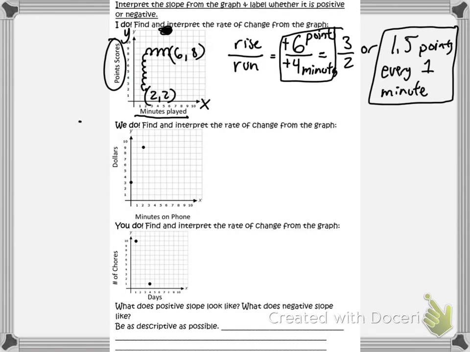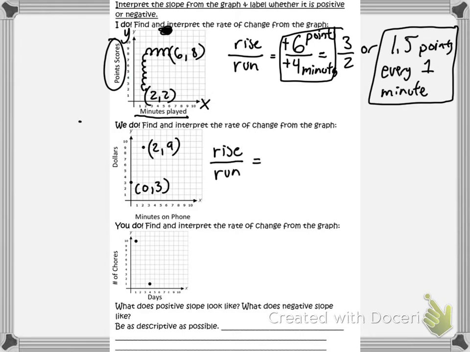All right, go ahead and do the we do. Start off by labeling the coordinate points. What are the ordered pairs for these coordinate points? If you have chosen (0, 3) and (2, 9), you are correct. And then from these points, let's do rise over run.